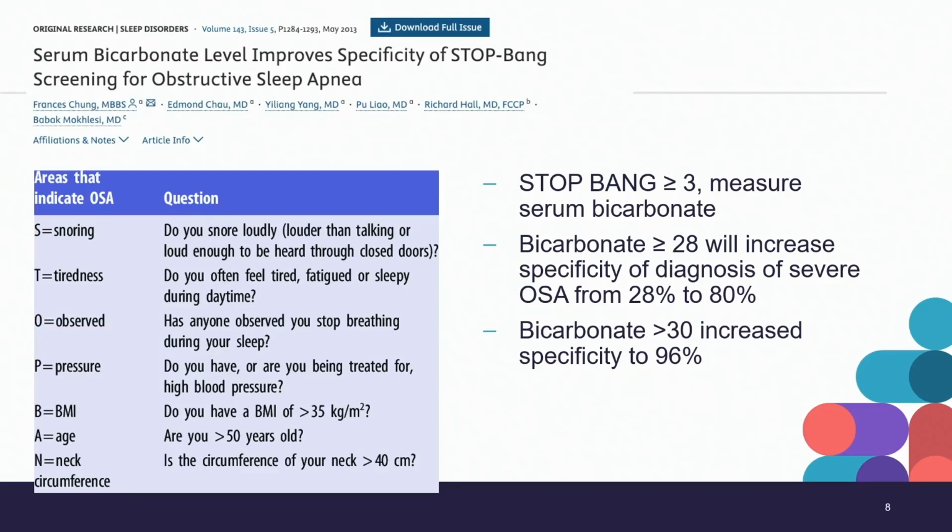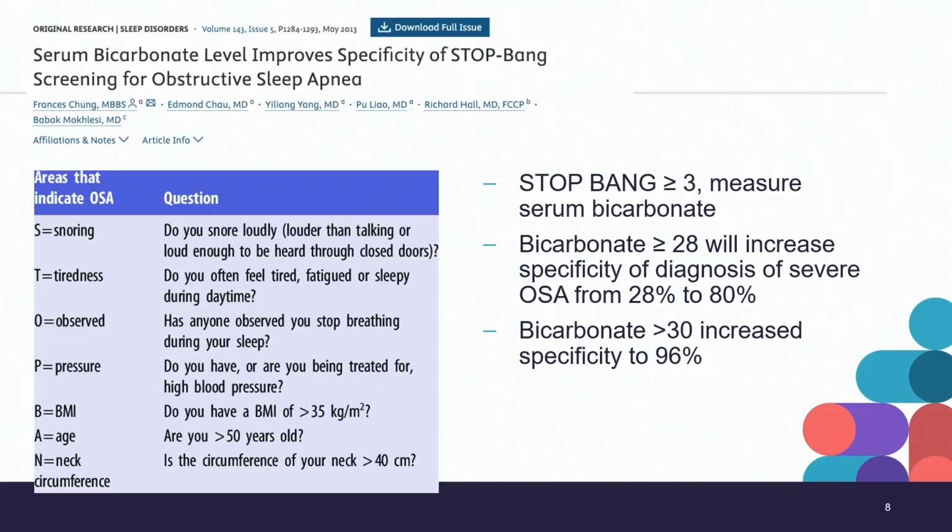But if you add serum bicarb to that, you actually get a huge increase in the specificity, specifically for severe sleep apnea patients. So this study done by Dr. Chung and Associates did just that and found that if you use a cutoff of 28 for your bicarb, your specificity of diagnosing severe OSA will go from 28% to 80%.